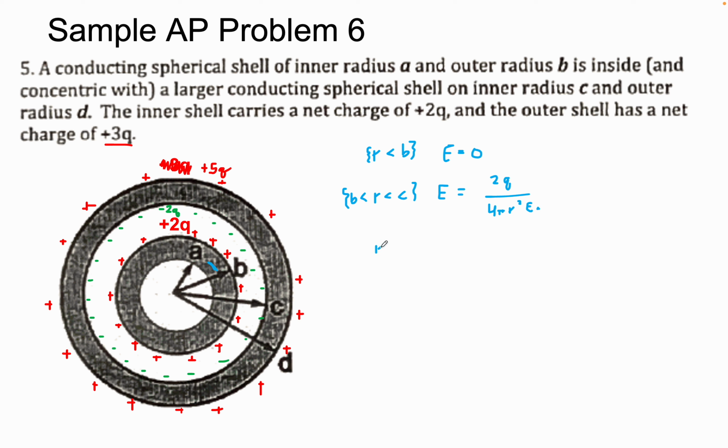What happens when you go inside of C all the way out to D? Well, now you're inside of the other outer conductor, and of course the electric field is 0. And then finally, on the outside, if R is greater than D, what do we end up with? The total net charge inside now is a total of 5Q. So it's just going to be 5Q over 4 pi R squared epsilon naught. That is a really bad pi. And so you've got this one.